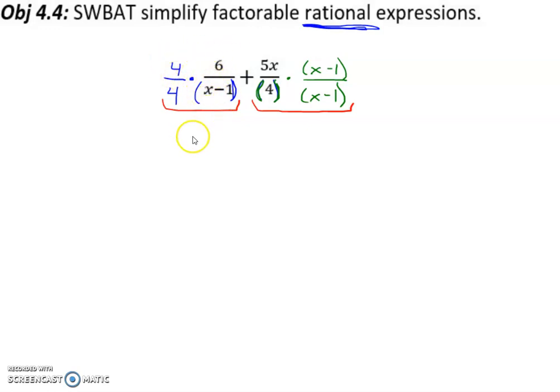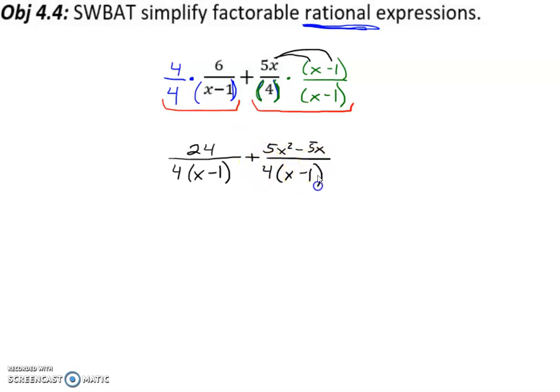For the first fraction, 6 times 4, of course, is just 24. There's not a lot going on here. And in the denominator, I'm going to write 4 times x minus 1. You could distribute that, of course, if you wanted to, but I'm going to leave it like that. And then in the next fraction, we do have something that needs to be distributed. So we've got a 5x times x minus 1. So I'm going to write plus 5x squared minus 5x. And then this is over that same denominator of 4 times x minus 1.